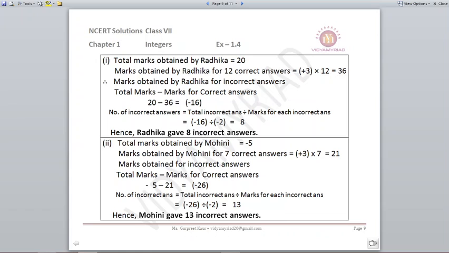Total marks obtained by Radhika is 20, and for correct answers she got 36. How many marks did Radhika obtain for incorrect answers? 20 is the total marks. 20 minus 36 is equal to minus 16. So she got minus 16 for incorrect answers. Now, how many incorrect answers were there? Minus 16 divided by the marks for each incorrect answer, which is minus 2. Minus 16 divided by minus 2 gives us 8. So Radhika has 8 incorrect answers in order to score 20 marks.